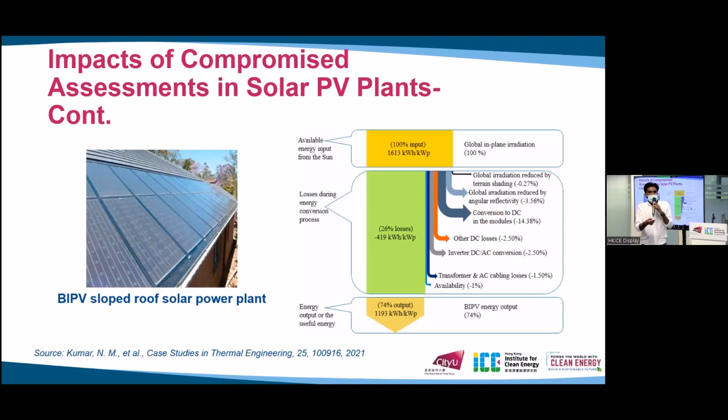So what is the reason for this? The way we install the solar power plants on the building, the building material heat transfer could be one of the reasons, or the other building shadow could be another reason. So there are various possible reasons for this huge amount of DC conversion losses.